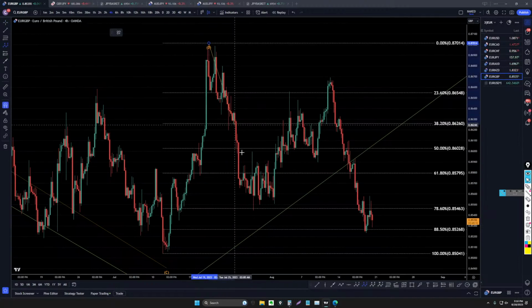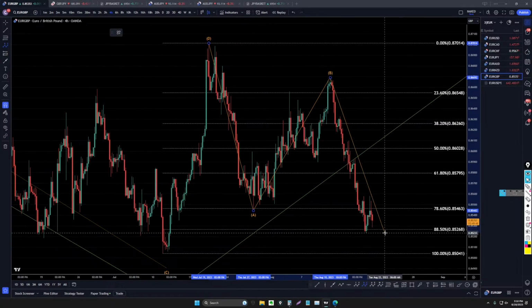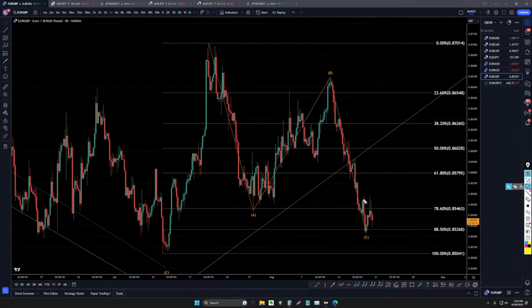So yeah, I'm still looking at this as an ABC correction. For sure, we're at the 88% too. This may be getting very close to ending. All we need is a break of structure to the upside, and we are going to be ready for longs.